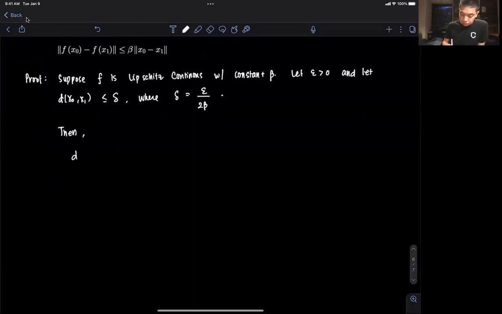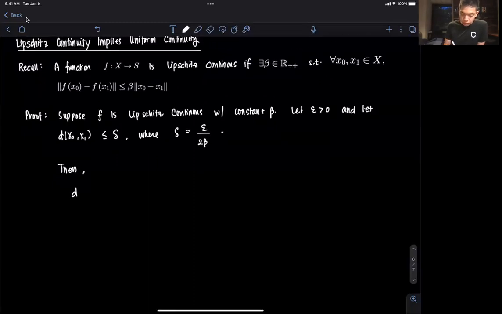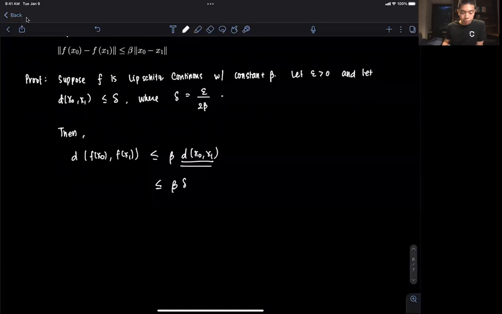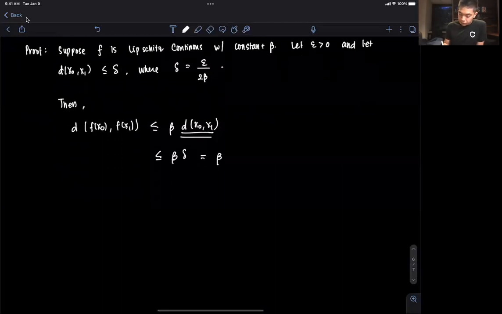Appealing to the definition of Lipschitz continuity, this norm again is a notion of distance. So the distance between the images of x0 and x1 is less than or equal to beta times the distance of x0 and x1. But this one, we know, is less than delta. So we now have beta times delta, and this is going to be beta times epsilon over 2 beta. So the betas cancel out, and this is equal to epsilon over 2.